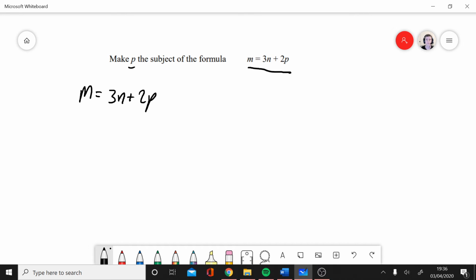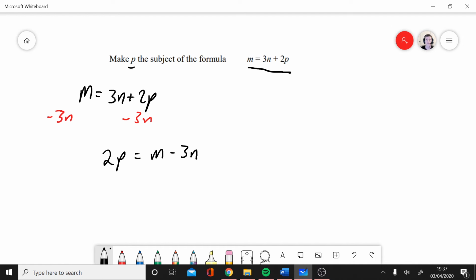So we want to remove all the other terms from the side that P is on, and we can do that by taking away 3N from both sides. As we can see on the right-hand side, you take away 3N and you end up with just 2P, because 3N minus 3N is just 0. And M, take away 3N, we have that being equal to M minus 3N.